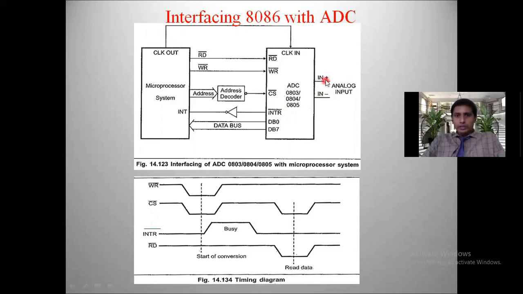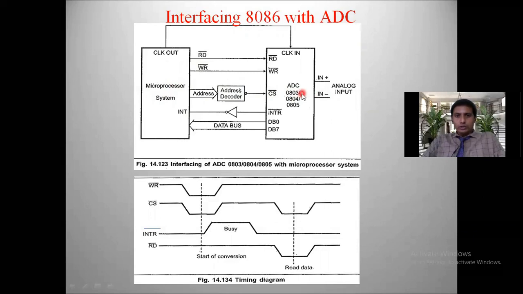Here we also have in plus and in minus. These two are analog input pins, and it has 8 data lines. After converting, we get 8 data lines, DB0 to DB7, and these 8 lines are connected to the microprocessor system. INTR bar is connected through a NOT gate to the INT signal. This is the read bar, write bar of the microprocessor system. Then we have a set of address lines, connected to an address decoder for activating CS bar. This is the standard representation, not only for 8086 but for any microprocessor system, of how an ADC is interfaced to a microprocessor system.